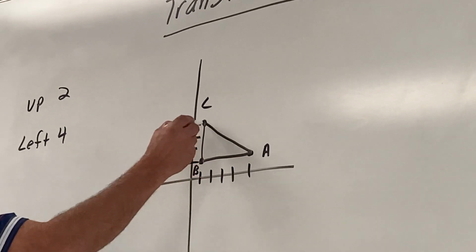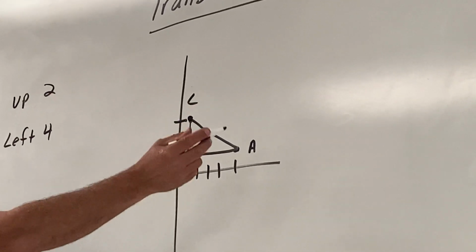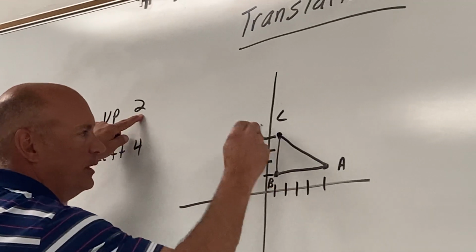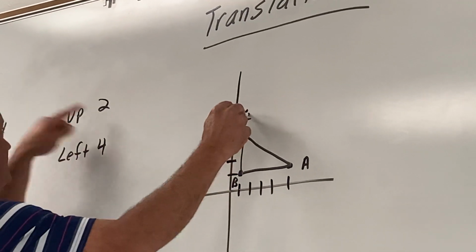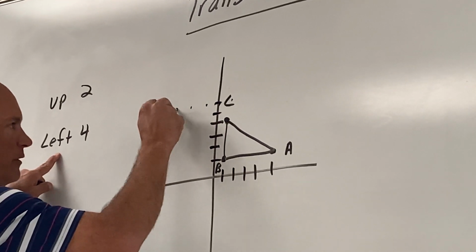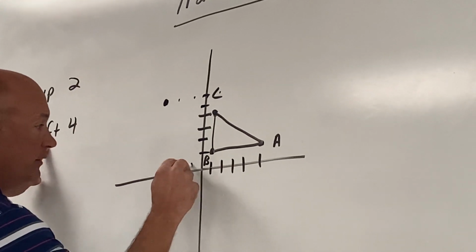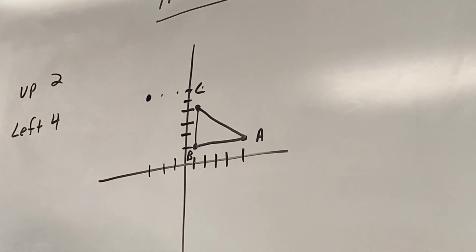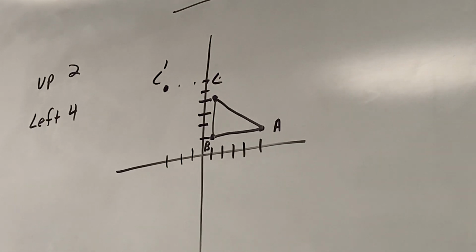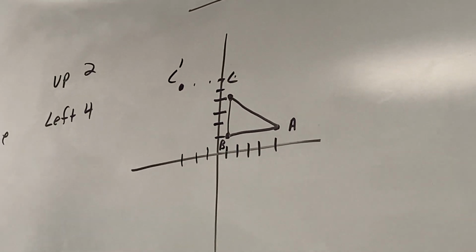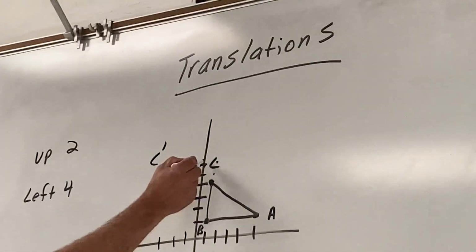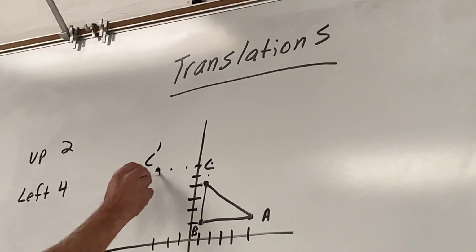Let's start with point C. Move 1 point at a time. Move point C up 2, so we would go up here, and then just count over to the left. 1, 2, 3, 4. C prime needs to go right there. So I'm going to put C prime for that one. That is where my new point for C is moving. It went up 2 to the left. 1, 2, 3, 4. Boom.